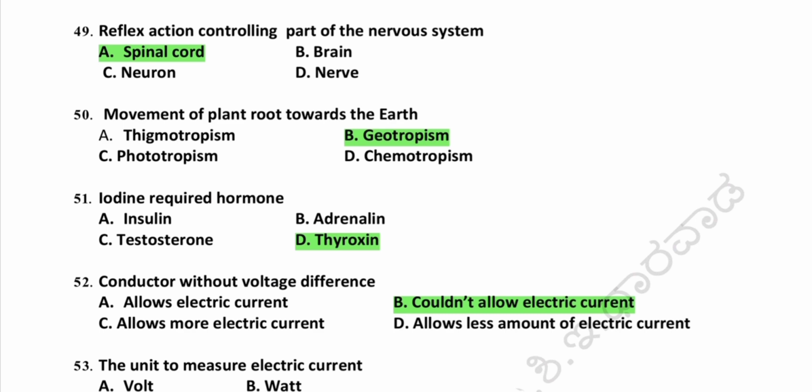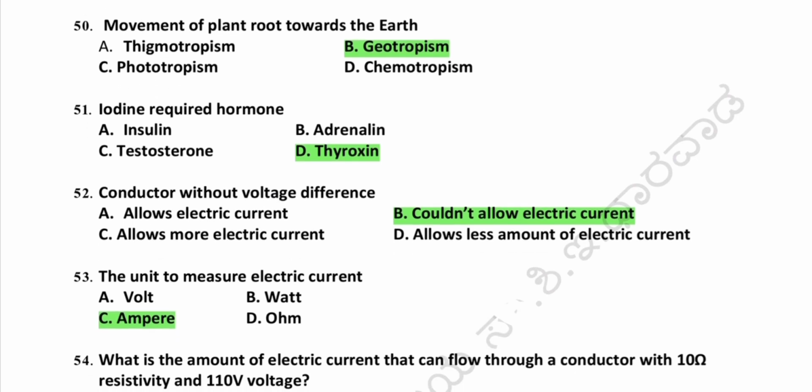A conductor without a voltage difference cannot allow electric current to flow. That is, when there is a potential difference, there will be electric current. Without a potential difference or voltage difference, the current cannot flow. The unit to measure electric current is ampere.